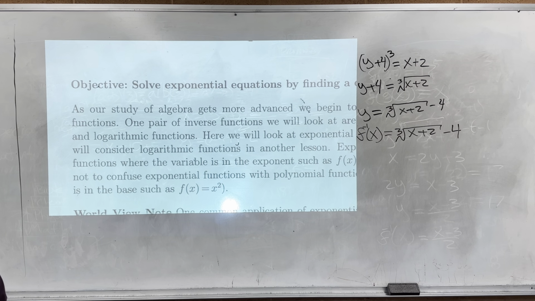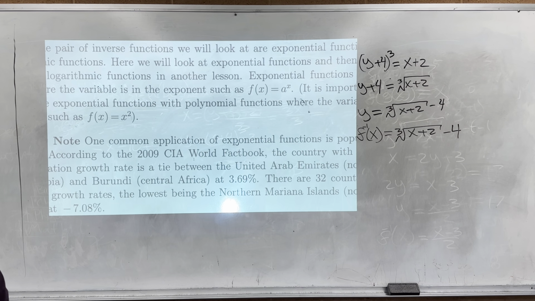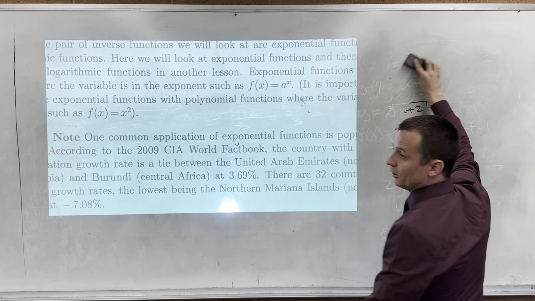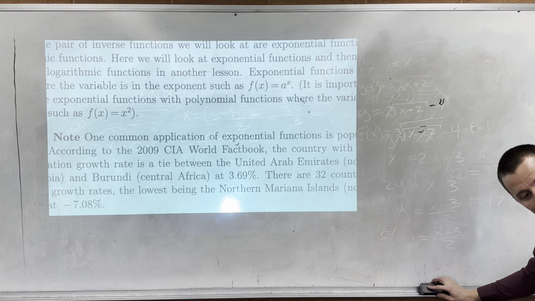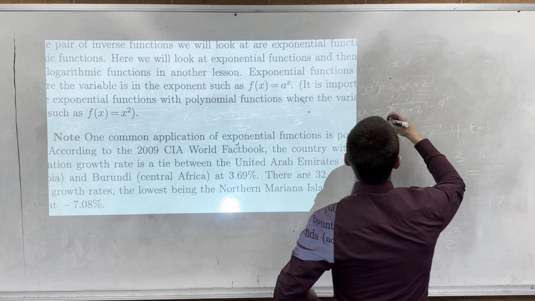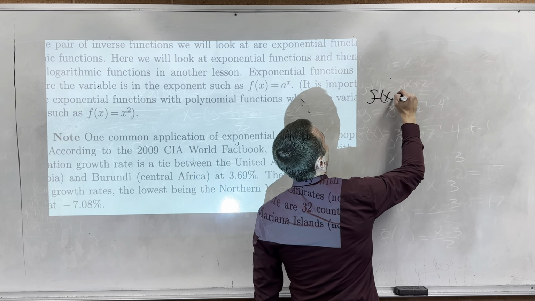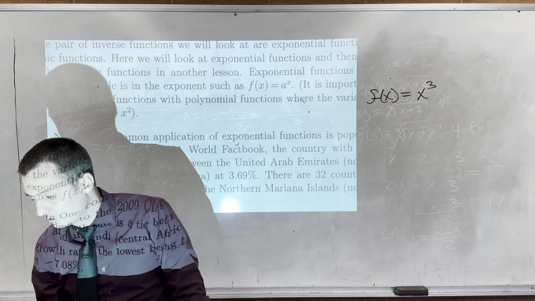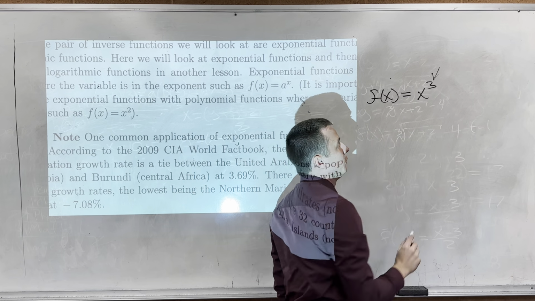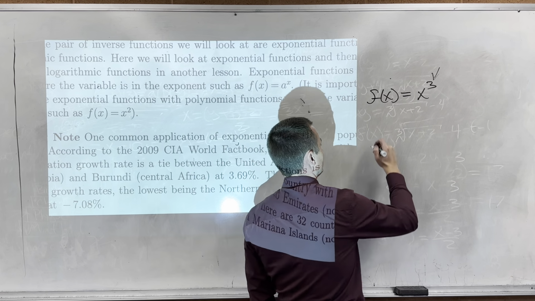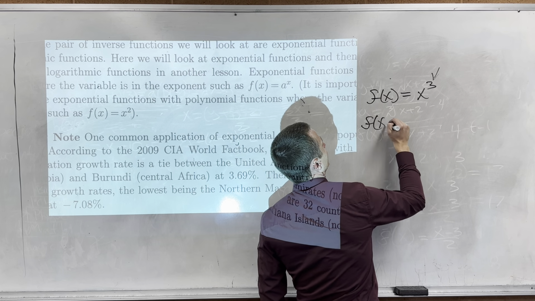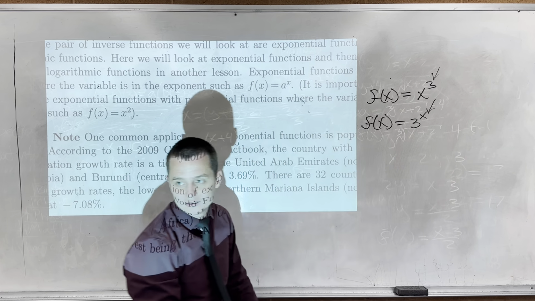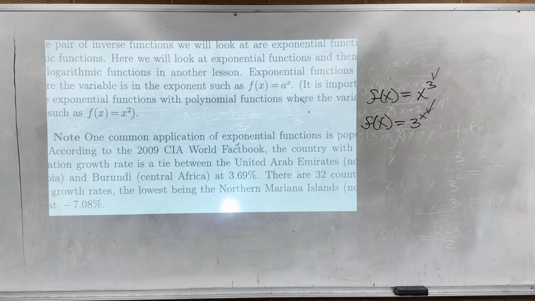All right, last section is on exponential functions. What is an exponential function? It's a function where your variable is an exponent. So this is not an exponential function: f of x equals x cubed. It's not an exponential function just because you have an exponent in it. That is not what we mean by an exponential function. An exponential function will be something like f of x is equal to 3 to the x. When your variable is an exponent, then it's an exponential function.